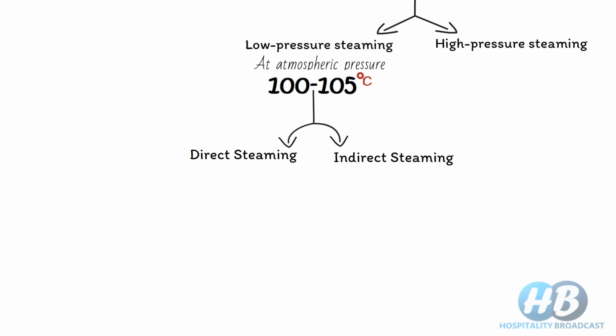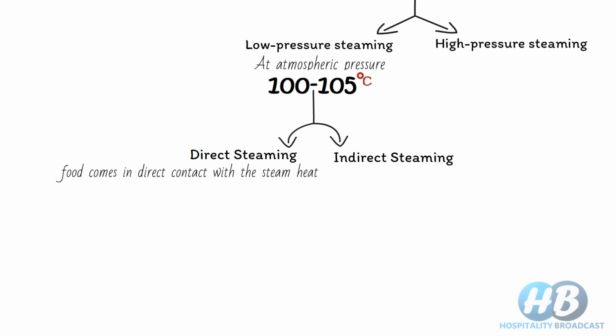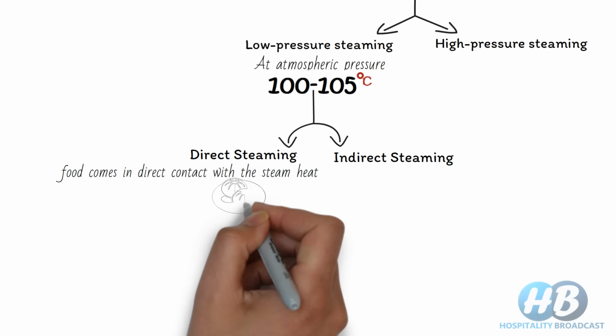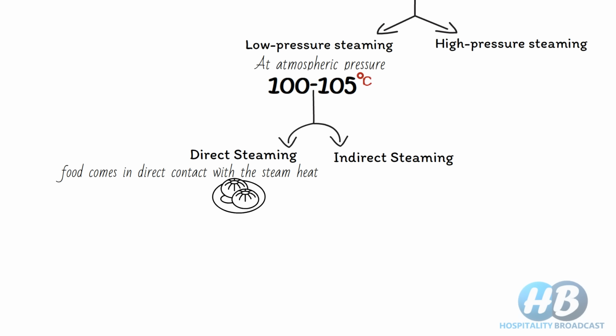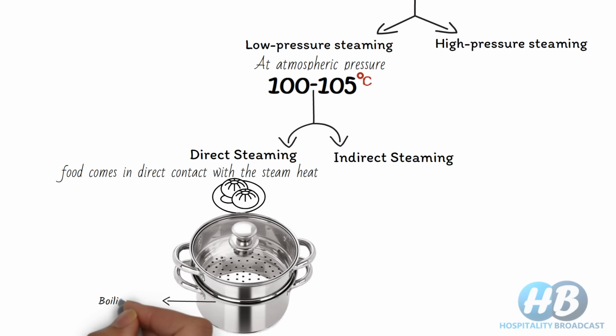Direct steaming. Here, the food is in direct contact with the steam heat. Usually, we prepare rice cake, idli, dumplings, and momos by this direct steam. For example, this is a steamer. In the below portion, we have boiling water, and in the upper compartment, we place our momos in direct contact with steam.